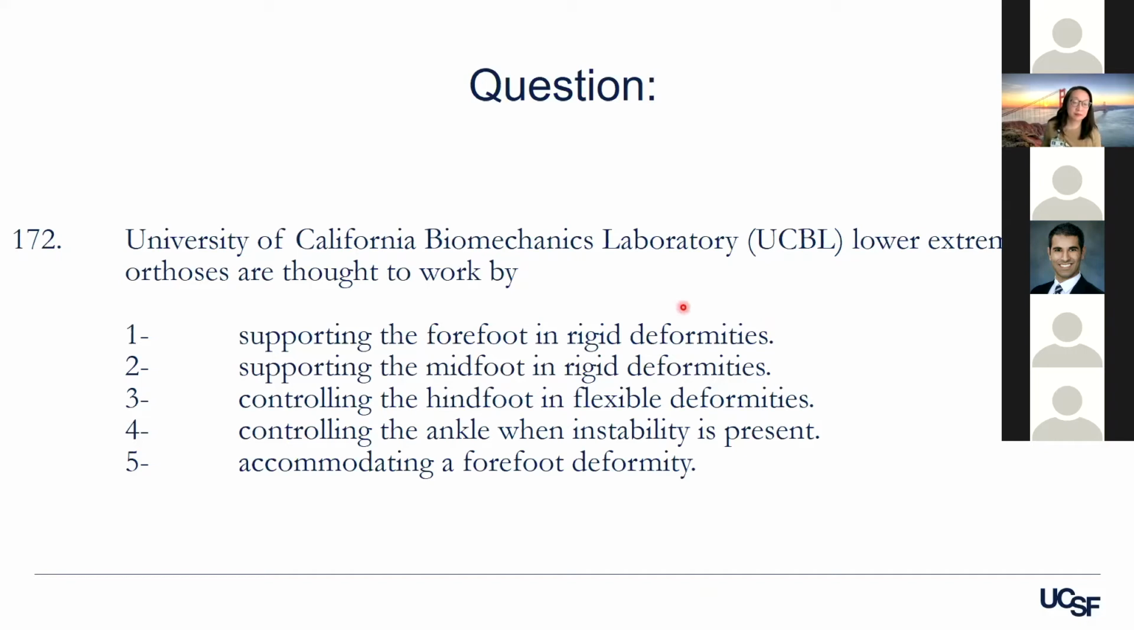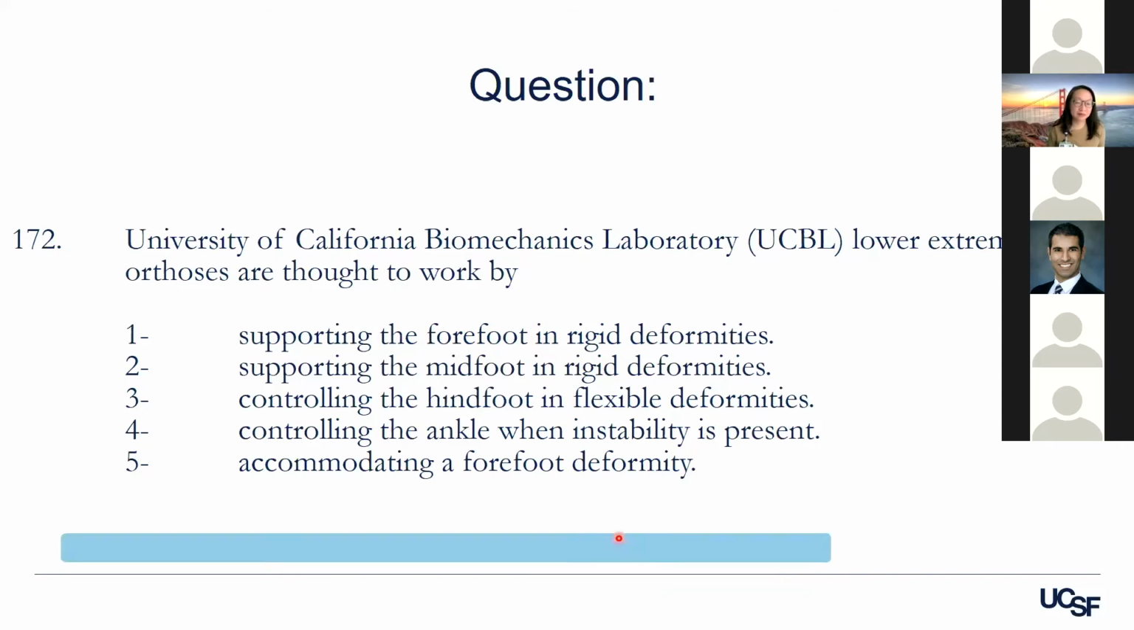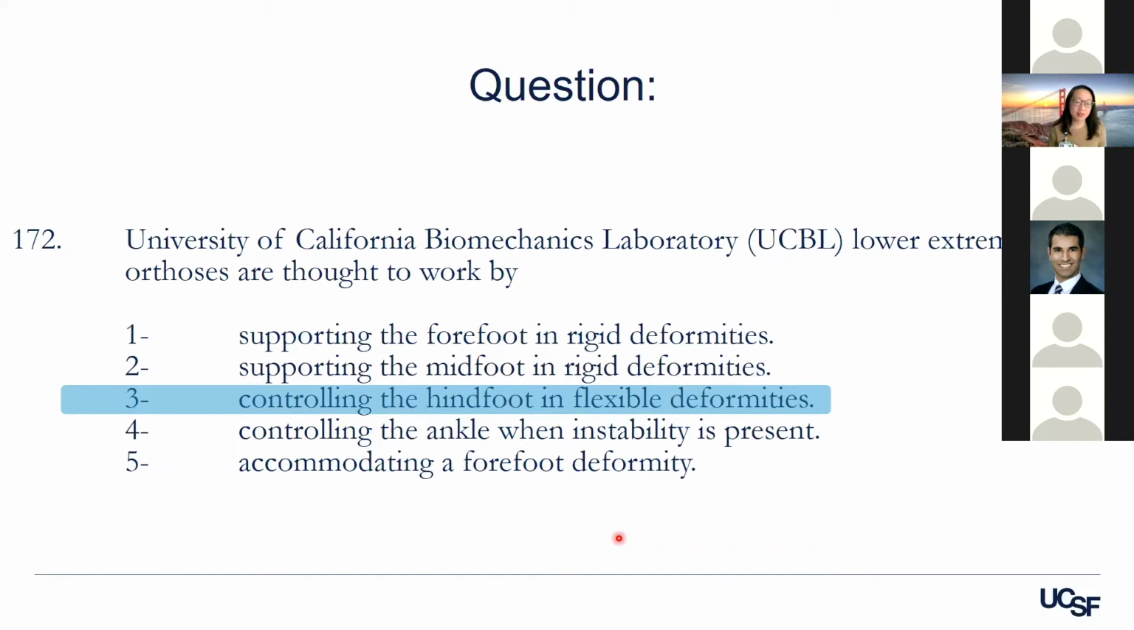I think the focus is more on the hind foot for these. That's correct. So you can roll out 1 and 2, 4, and 5. It's not a forefoot thing either because I know what they look like. They sit right on the heel, and it doesn't have to do with ankle instability. So it must be 3, controlling the hind foot and flexible deformities. That's correct. Exactly. Yep.